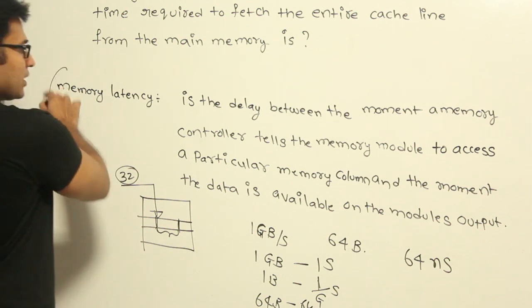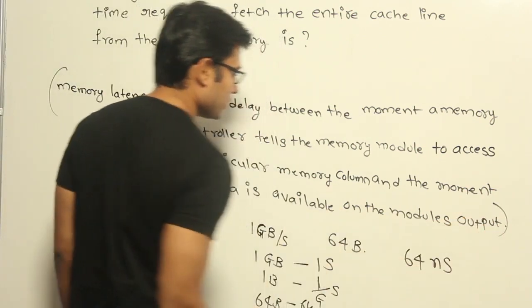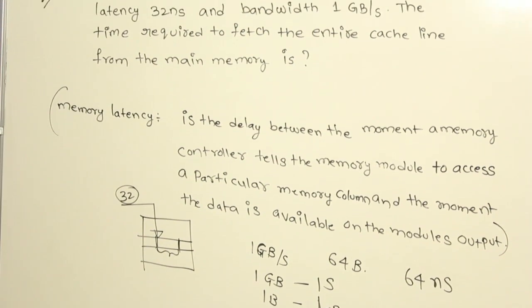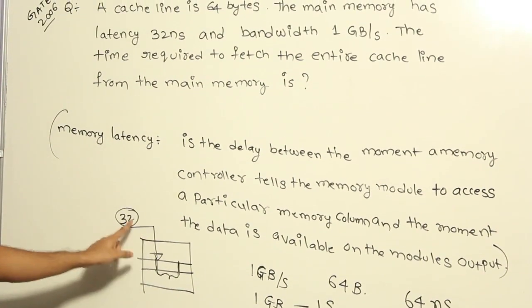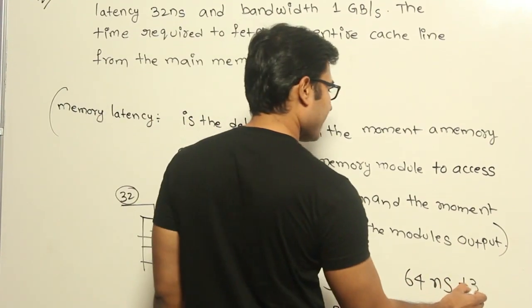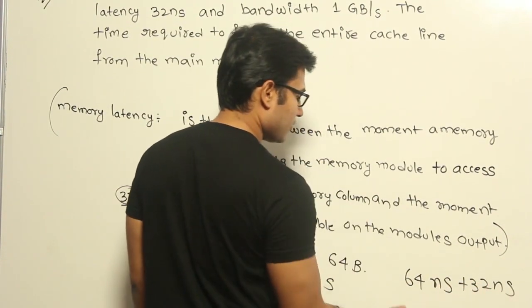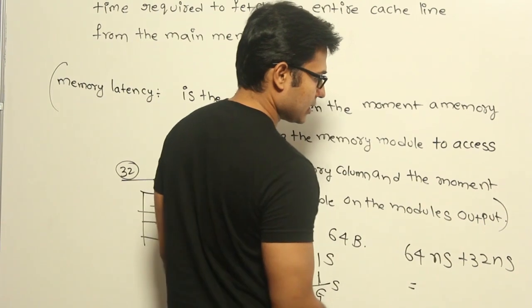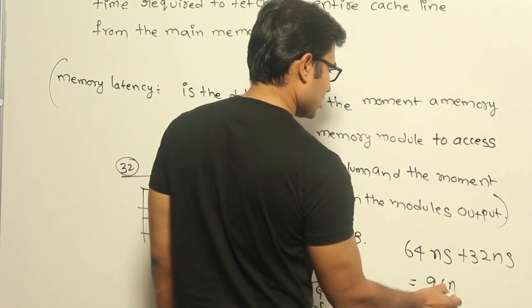So this is the question, and initially, in order to locate the data, the time taken is 32 nanoseconds. Therefore 64 plus 32 nanoseconds is the total time required. So 64 plus 32 is 96 nanoseconds.